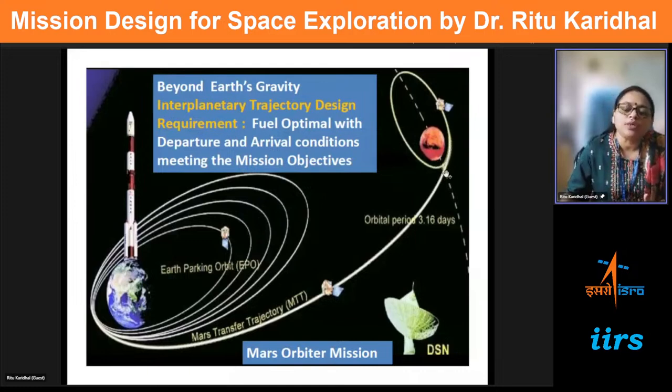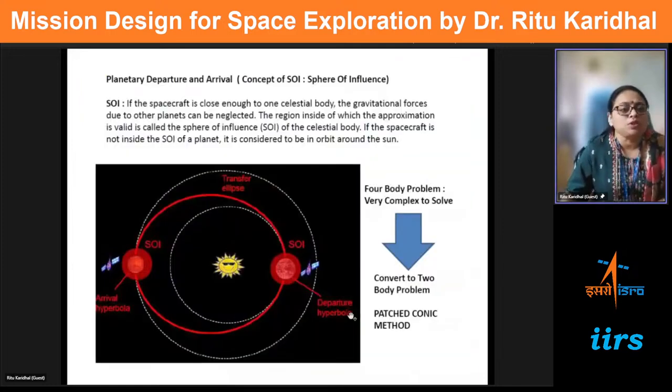Again, you fire a retro rocket, and then the energy is reduced so that it pushes it into the gravity well of Mars. So that is how it becomes a four-body problem. It is not remaining only a two-body or three-body problem. It becomes a four-body problem.